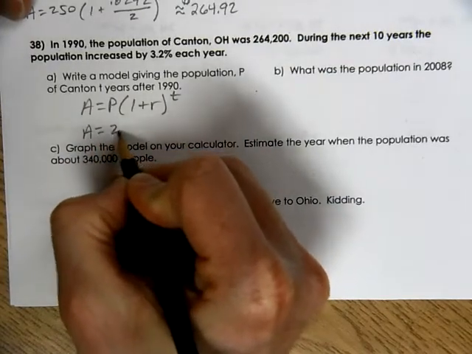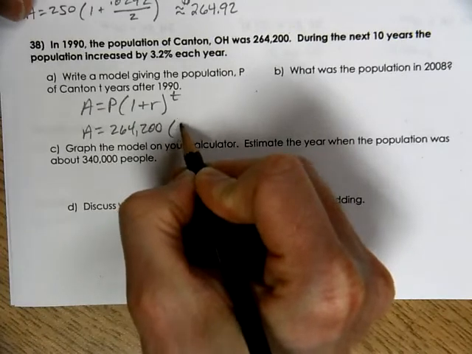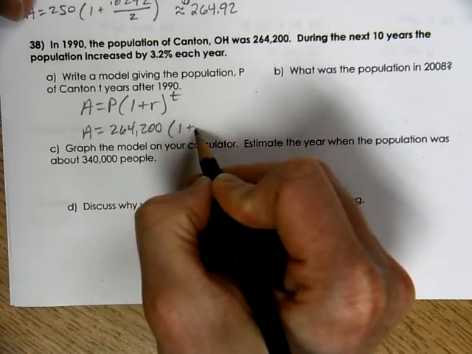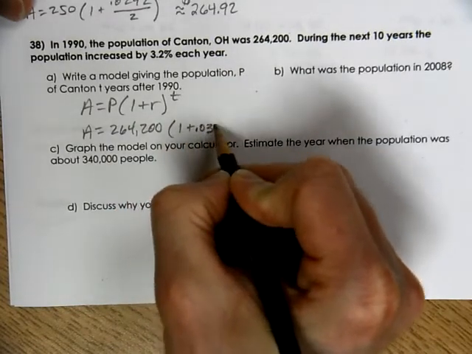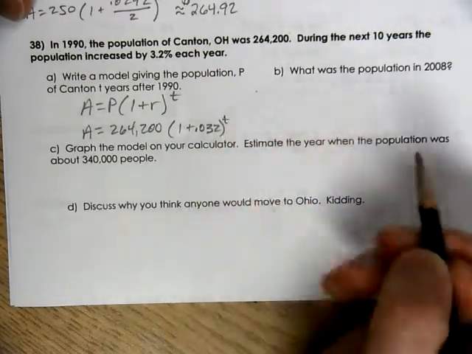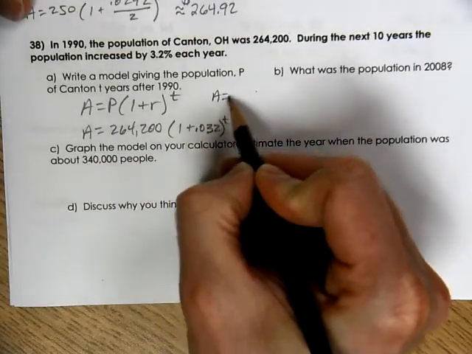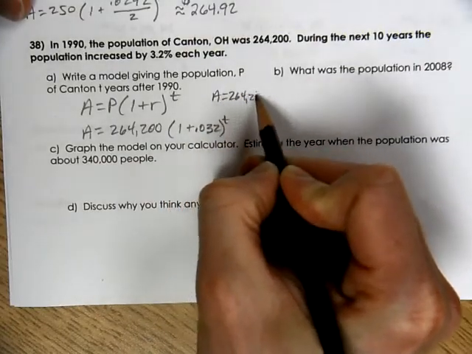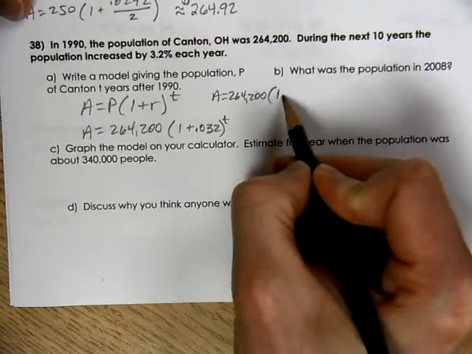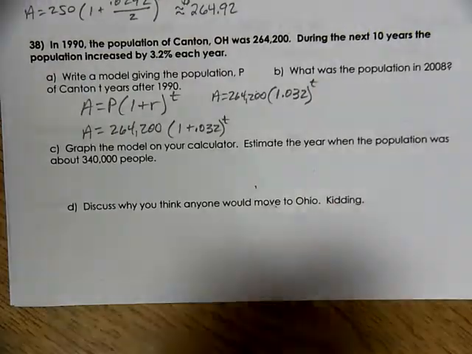So we're starting out with 264,200 people at 1 plus 0.032 to the T power. So if you combine that all together now, we would have 264,200 times 1.032 to the T.